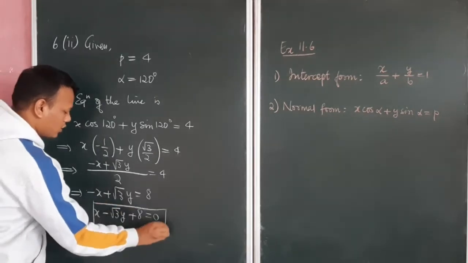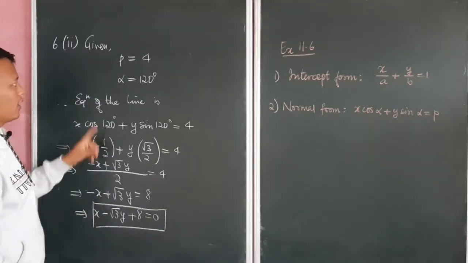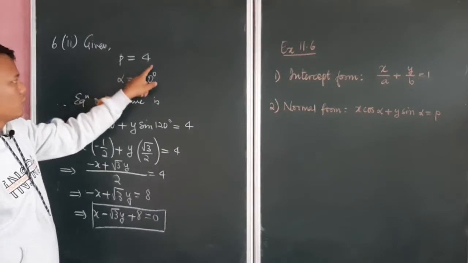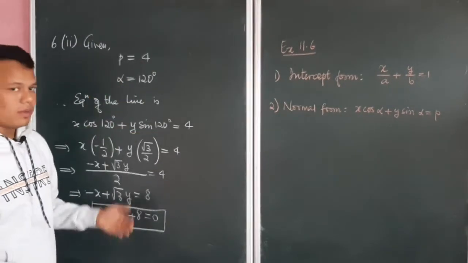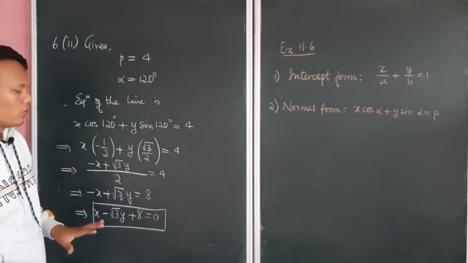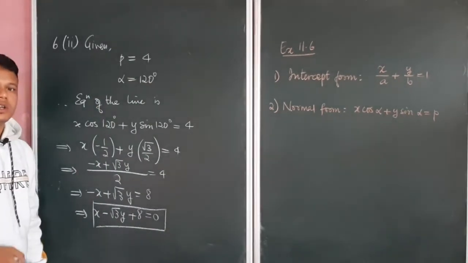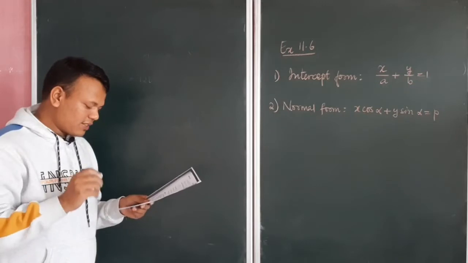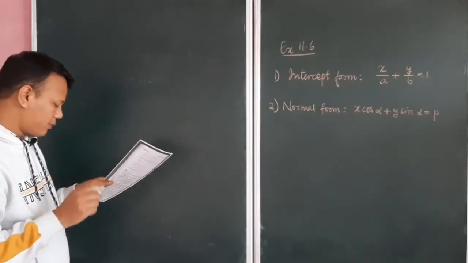So this will be the equation of the line if the perpendicular distance from the origin is 4 and the angle made by that perpendicular with the positive direction of the x-axis is 120 degrees. You may pause the video to note this down. Okay, let's have a look at question number 7. Let me read the question for you.